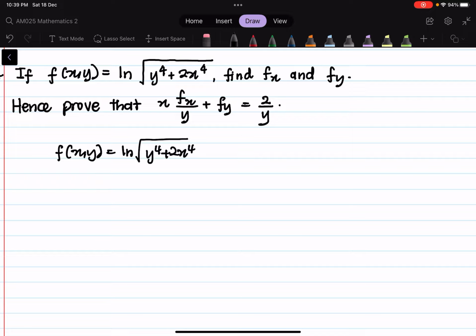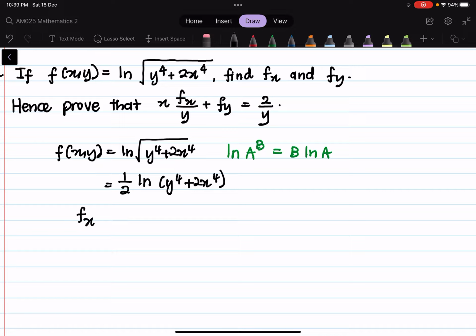Before we can find f sub x and f sub y, we can use the law of log to make differentiation easier. ln a to the power of b can be written as b ln a. So for ln square root of y to the power 4 plus 2x to the power 4, we can write it as 1 over 2 times ln of y to the power 4 plus 2x to the power of 4.